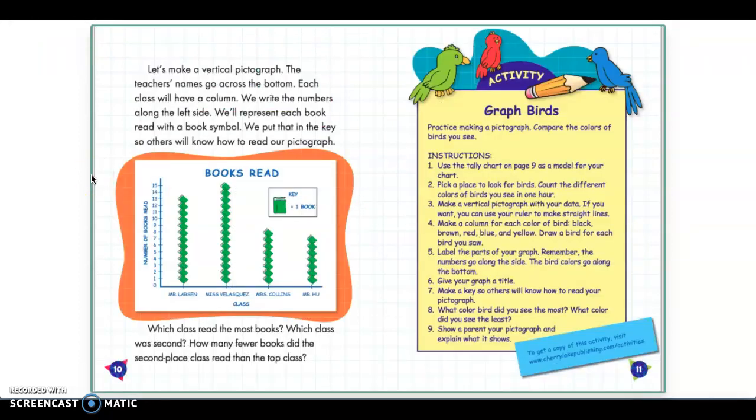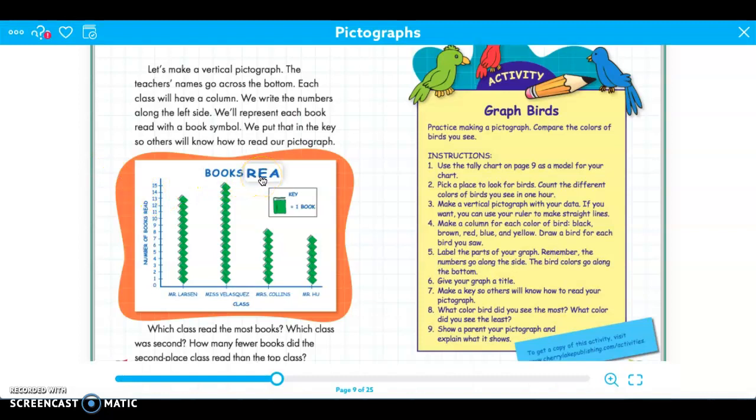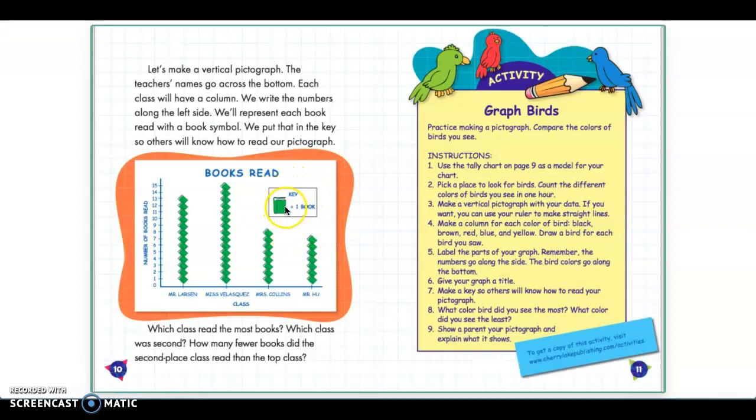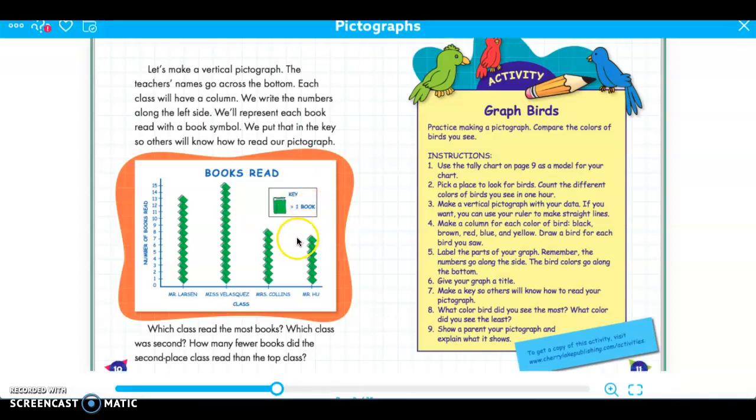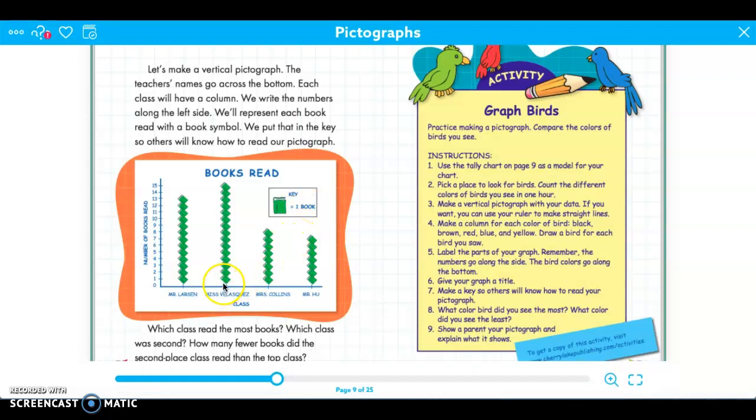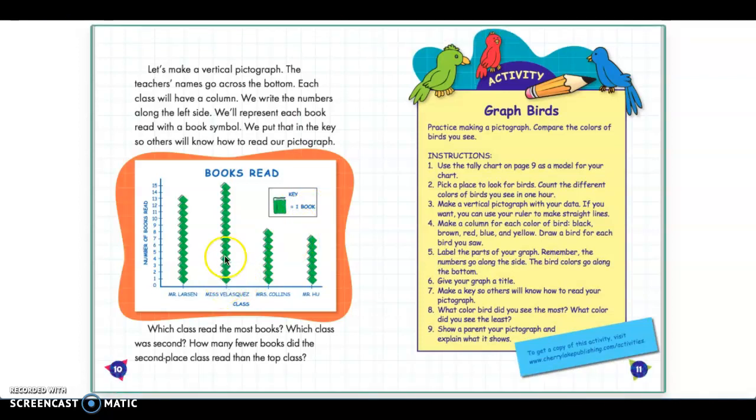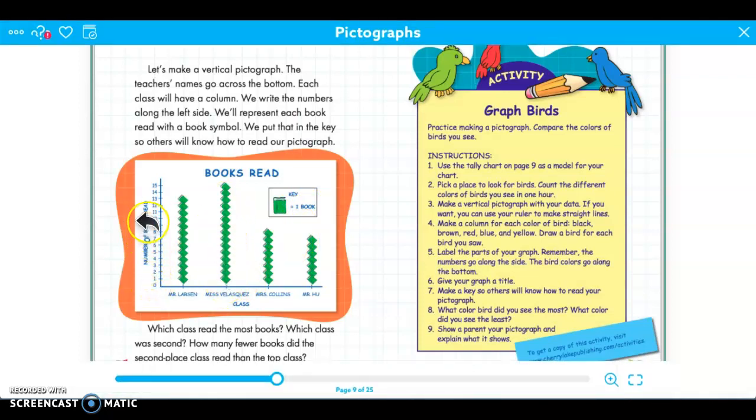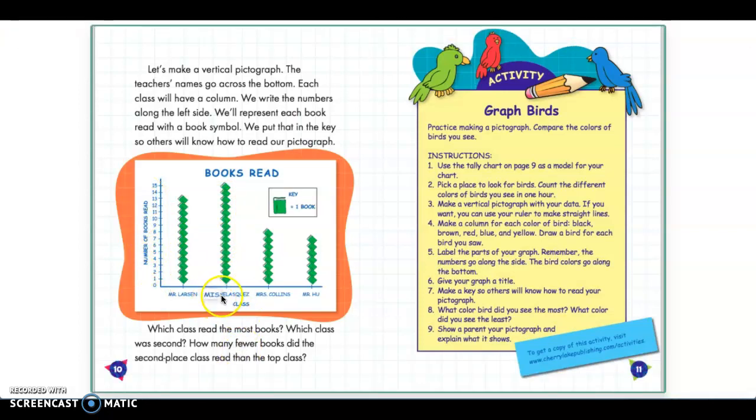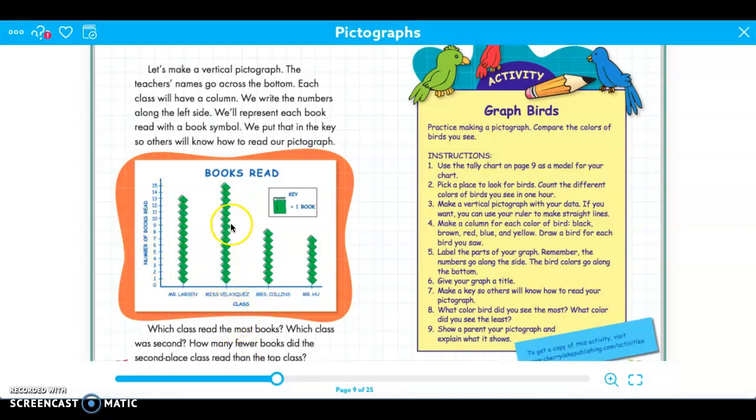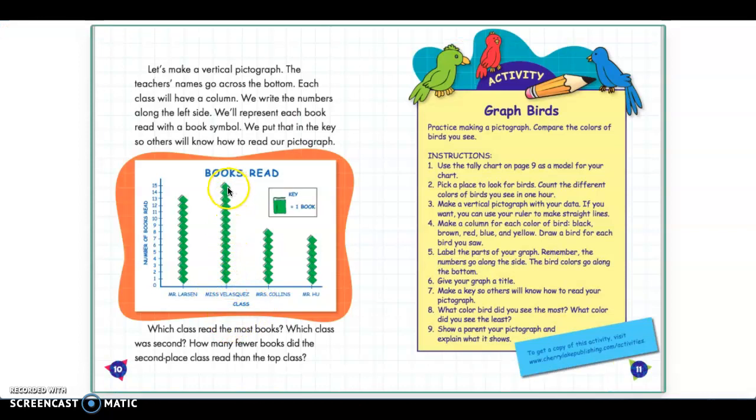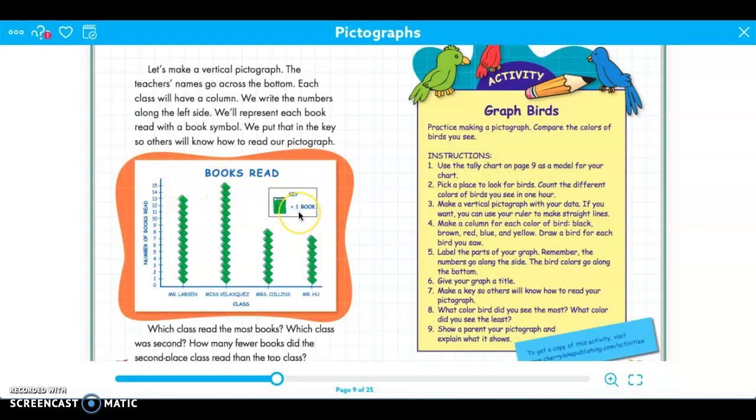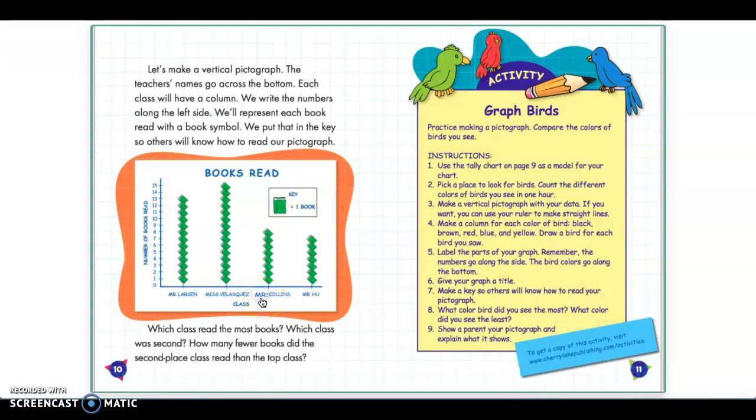Here's another example of a picture graph. This graph is called books read. And we always want to look at that key first. The key says a green book equals one book. So that means that is one vote for that book. So the number of books read in Miss Velasquez's class, they read 15 books. And I know that because I looked at my scale here. And I also could just count by one. I know that that means one book.